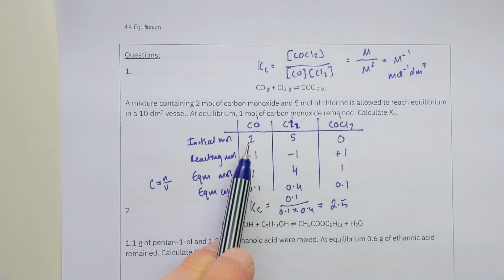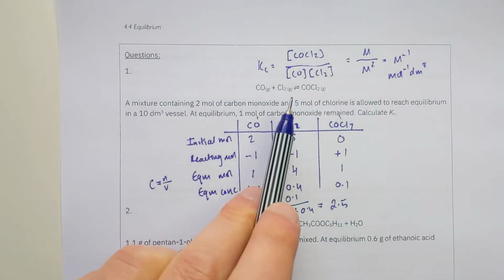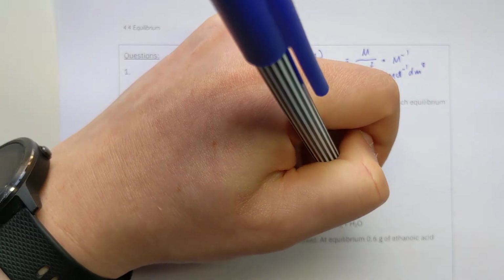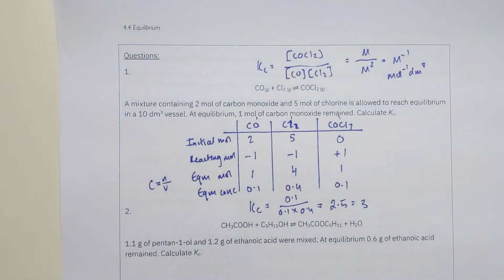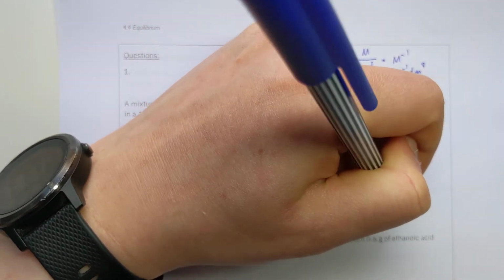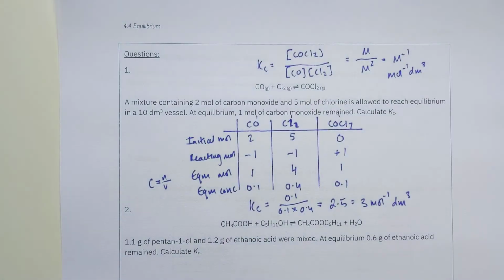Now, if I'm being really careful, I'm actually only given one significant figure for all these values, so I probably should give that just as 3, rounded up. Stick the units in, moles to minus 1 decimeters cubed.